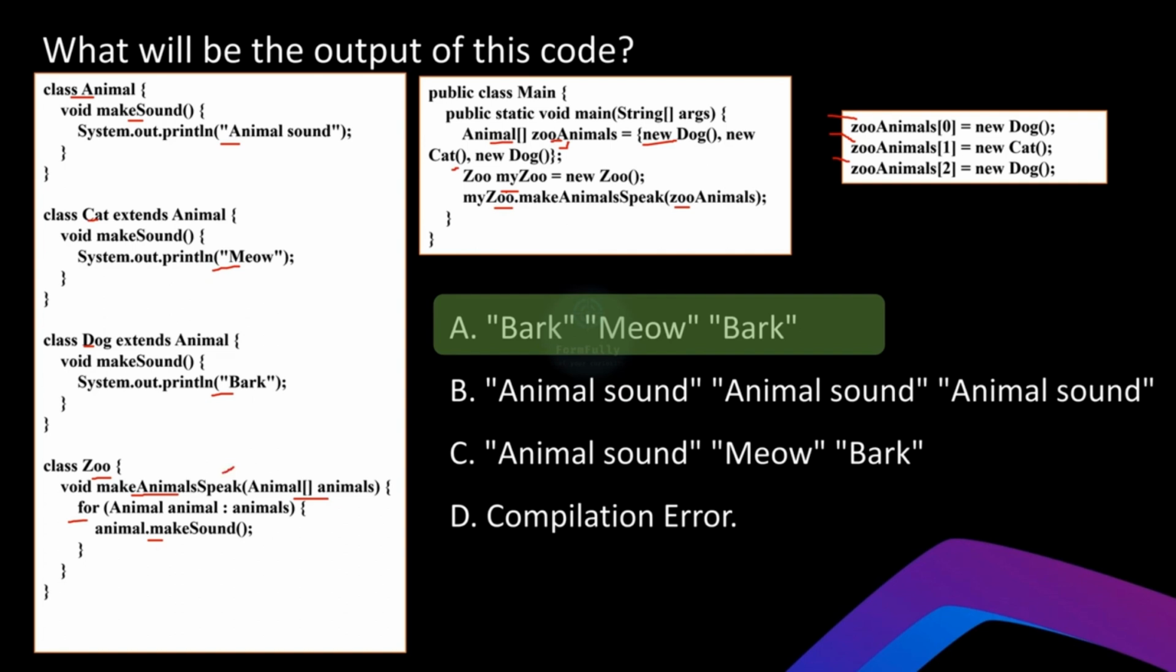Inside the makeAnimalSpeak method, a for loop iterates through the Animal array, which contains the zooAnimal array, and calls the makeSound method on each animal object. Now let's analyze the expected output. The first element of the zooAnimal array is a Dog, so the makeSound method of the Dog class is called, resulting in bark. The second element is a Cat, so the makeSound method of the Cat class is called, resulting in meow. The third element is another Dog, so the makeSound method of the Dog class is called again, resulting in bark. So the correct option is bark, meow, bark.